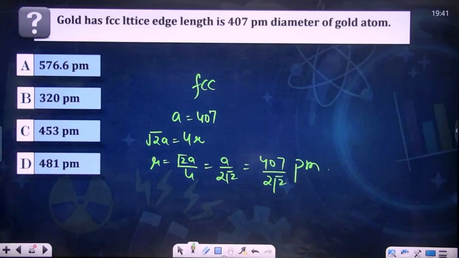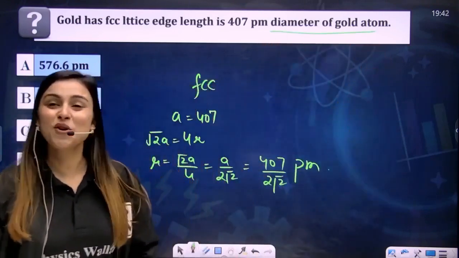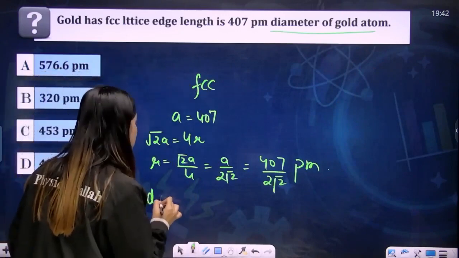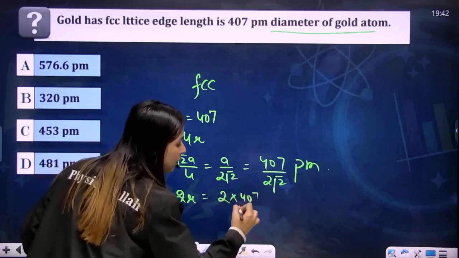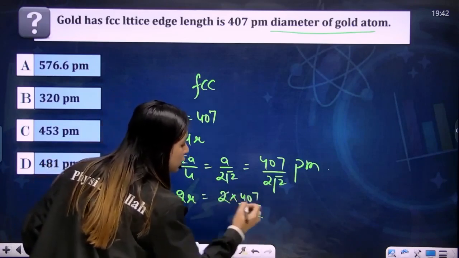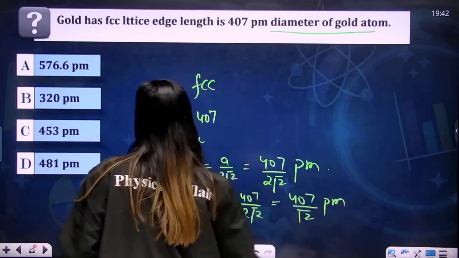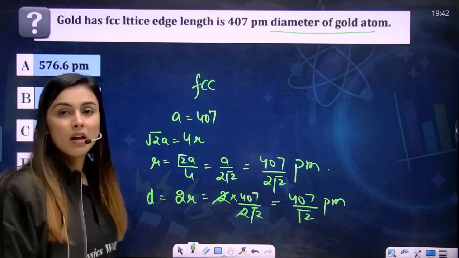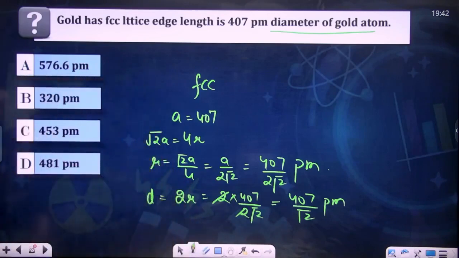Very easy. No, you have to calculate the diameter of the gold atom, not the radius. So the diameter D would be equal to 2r, which is 2 into 407 upon 2 root 2. You can cancel 2. So 407 upon root 2 picometer will be the diameter, and this will be your correct answer. I hope you're clear with this. Perfect. You can pause the video, write it down, and then we'll move forward.